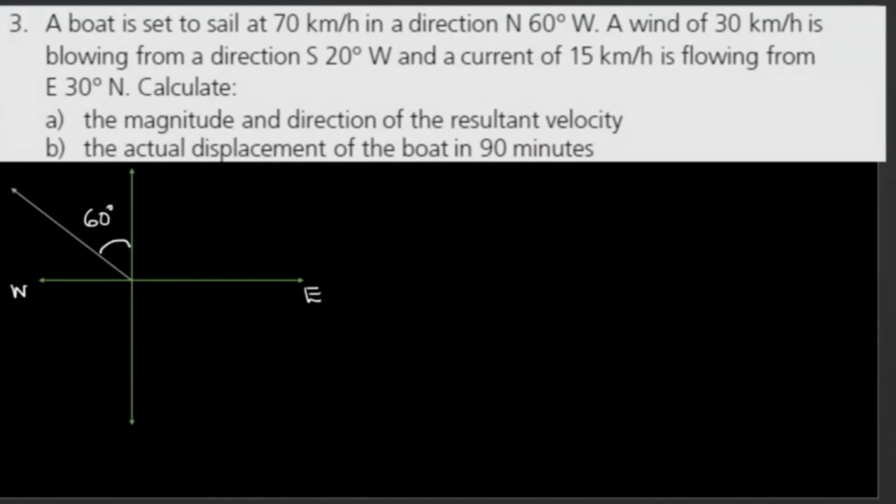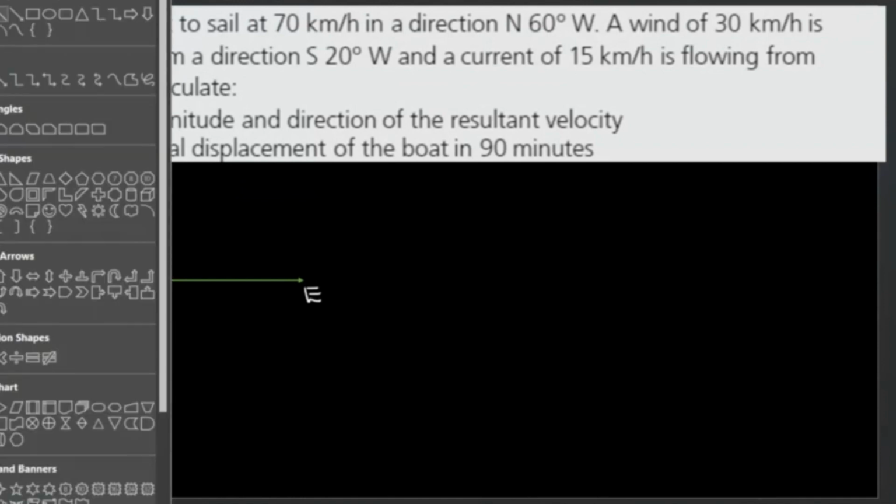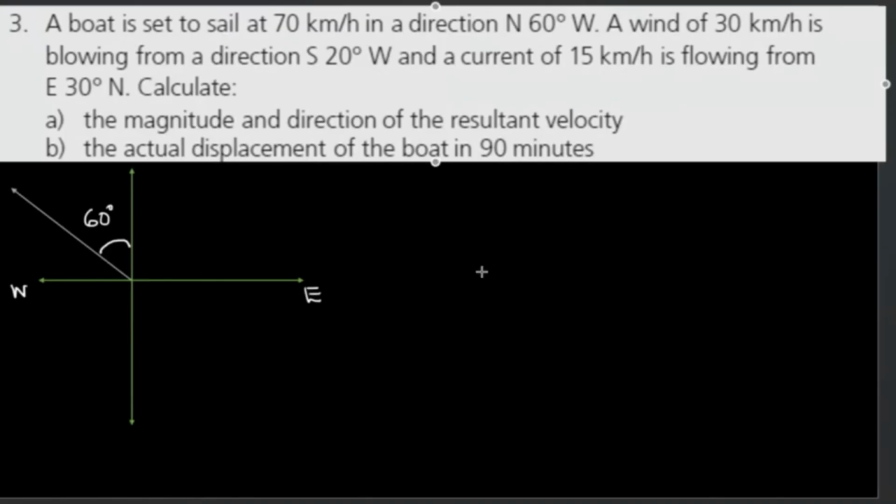Okay, a wind of 30 kilometers per hour is blowing from a direction south 20 degrees west. From north 60 degrees west, it means that it is northwest. Now, the other one that says south 20 degrees west means it's southwest. It's going to southwest, but at an angle of 20 degrees. That's what it means. I know it's more or less like a mix-up.